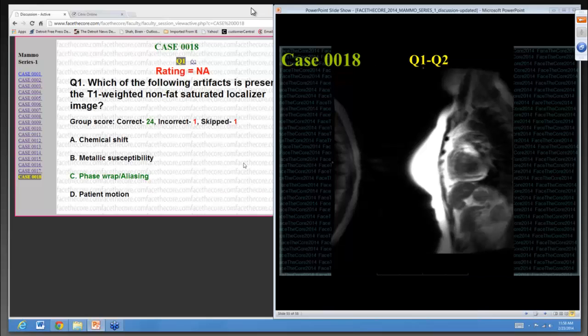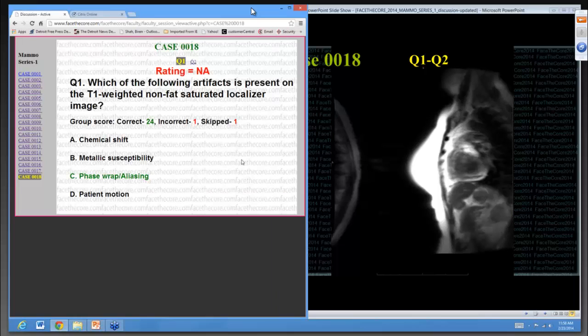Case 18, which is our last case. Which of the following artifacts is present on this T1 non-fat saturated localizer image? Here's a sagittal image, and we're seeing the breast. This is a case of phase wrap or aliasing. Phase wrap or wraparound artifact occurs when not all of the signal producing tissue is within the field of view, and so it occurs in the phase encoding direction. The artifact is really due to signal from excited tissue outside the field of view that becomes superimposed on structures within the field of view through misregistration during the Fourier transform reconstruction.